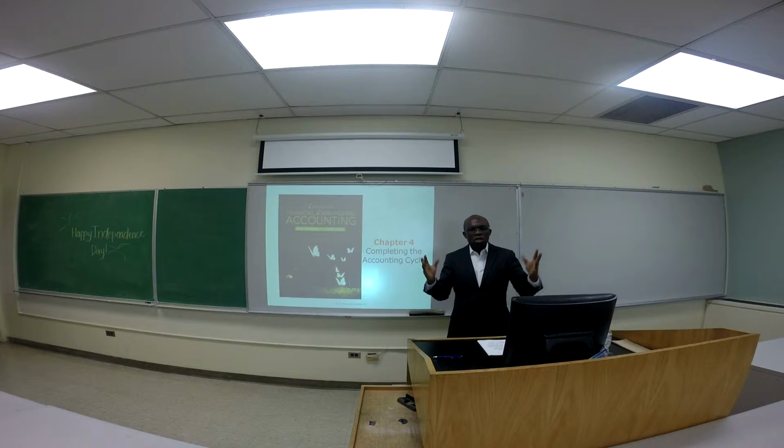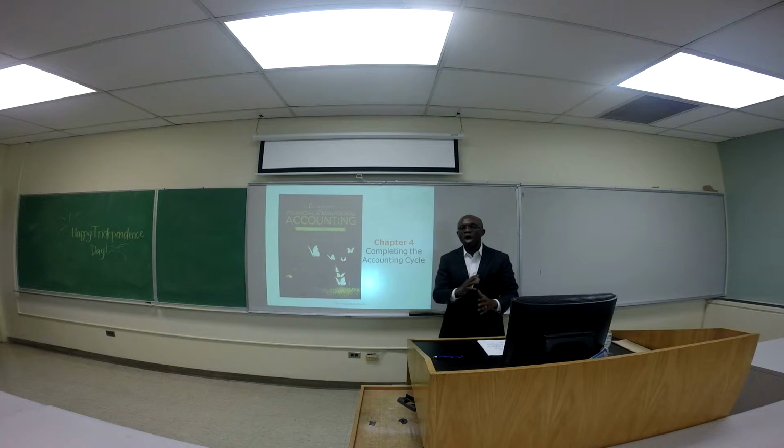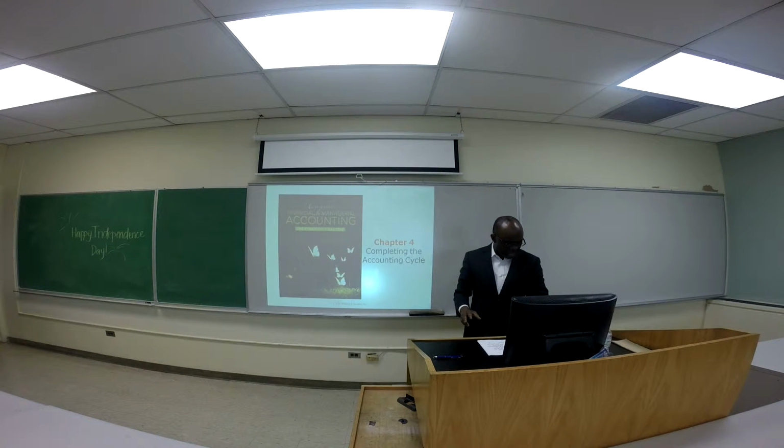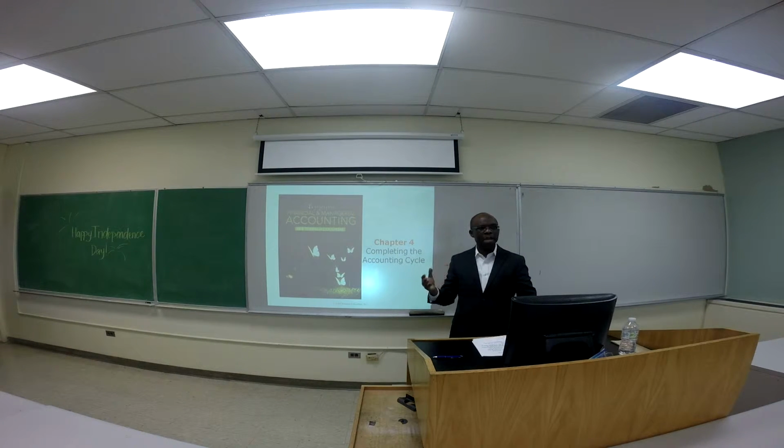In some textbooks, they have 10 steps, some textbooks 8, some 6. Why the difference? Because every author arranges the tasks or the steps differently. But at the end of the day, we are doing the same thing. So for example, some textbooks will say the first step is analyze and record transactions. So those are two things lumped in one step. That is why we have a different number of steps in different textbooks. But like I said, the bottom line is the process is the same.